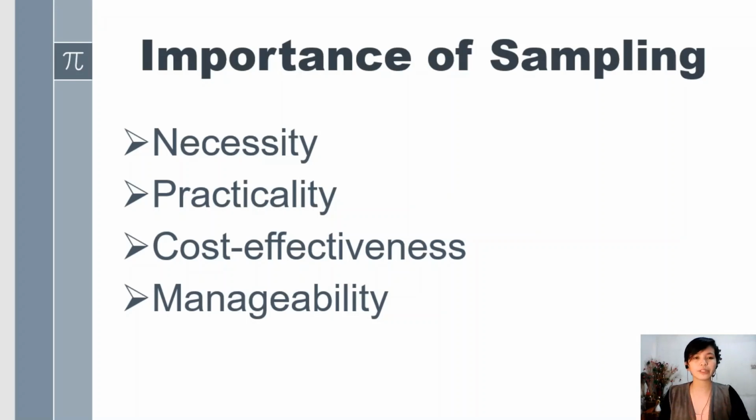Now, what is the importance of sampling? Sampling is a necessity. It is also practicality, cost effectiveness, and manageability. If you're going to do your study and interview some specific groups, it is better for you to have a sample rather than getting the whole population, because it will take time for you to get the whole population.